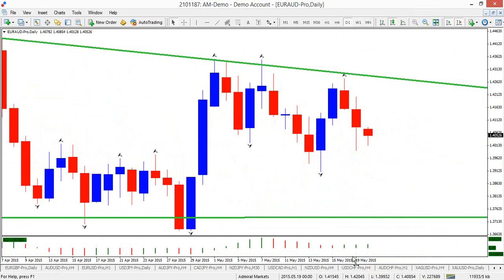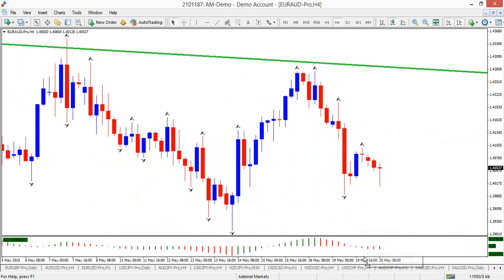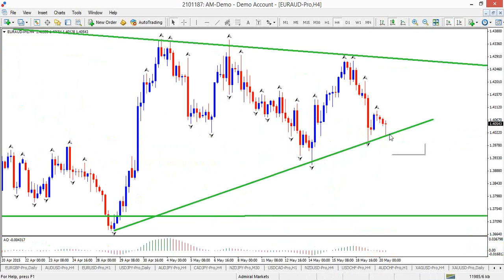Probably these lines are the main lines here for the moment. Obviously, those are levels that we want to keep an eye on. This could be a trend line to keep an eye on as well. It could be a bouncing spot too.